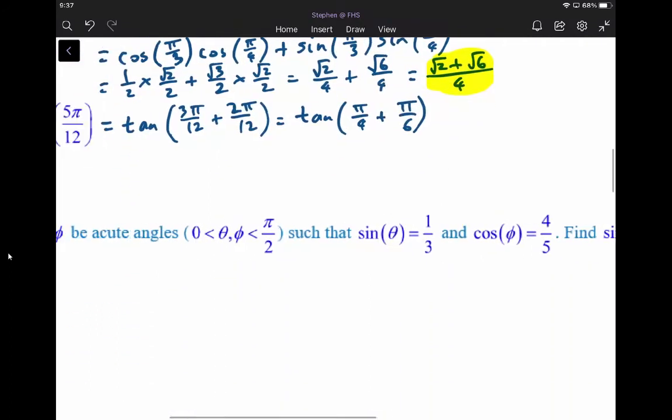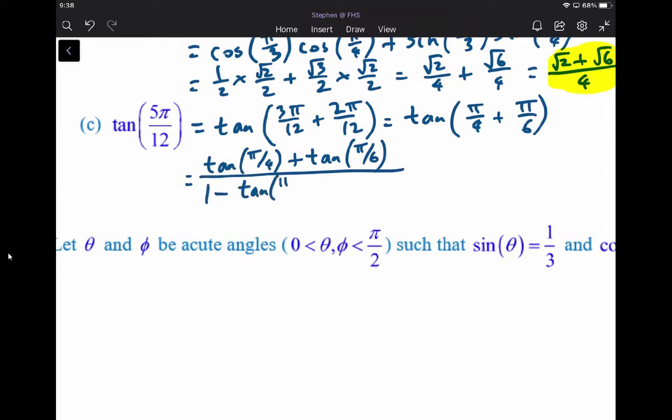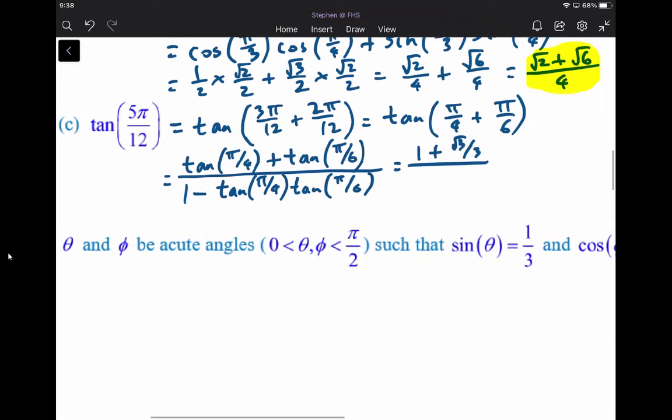So we add the tans and then divide by 1 minus the product. So that's going to be tan of pi on 4 plus tan of pi on 6 divided by 1 minus tan pi on 4 tan pi over 6. Okay, so tan pi on 4 is 1, tan pi on 6 is root 3 over 3, and then 1 minus tan of pi on 4, which is 1, times tan of pi on 6, which is root 3 on 3, so that's just root 3 over 3.